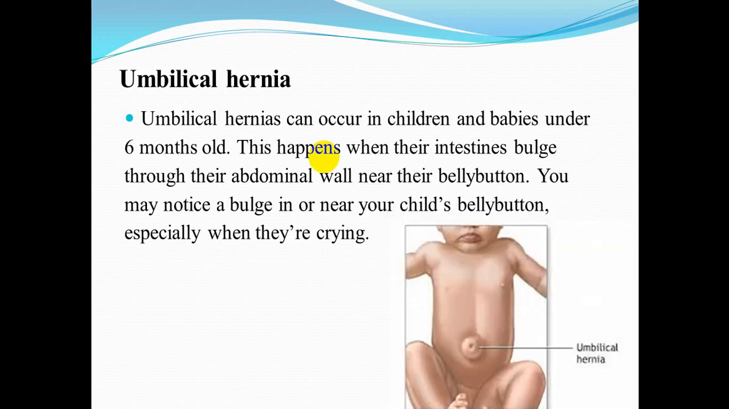Umbilical hernia. Umbilical hernia can occur in children and babies under 6 months old. This happens when their intestine bulges through their abdominal wall near the belly button، أي إنه يحدث انتفاخ قريب من السرة. You might notice a bulge in or near your child's belly button, especially when they are crying، وخاصة يظهر هذا الانتفاخ عندما يبدأ الطفل بالبكاء.